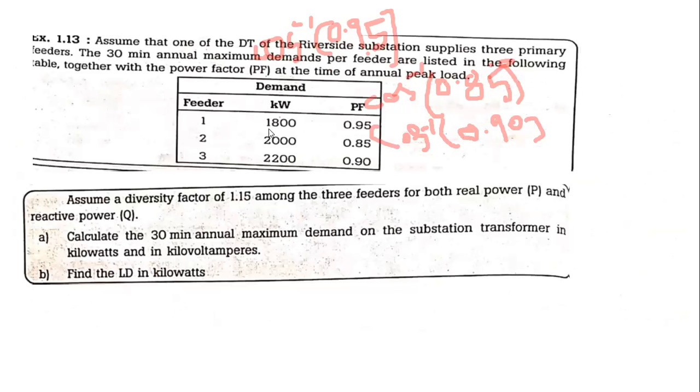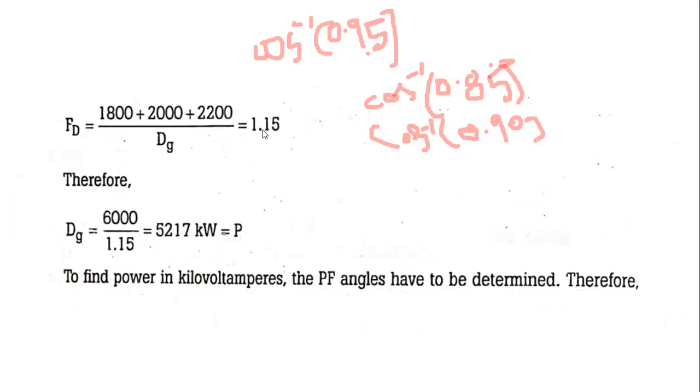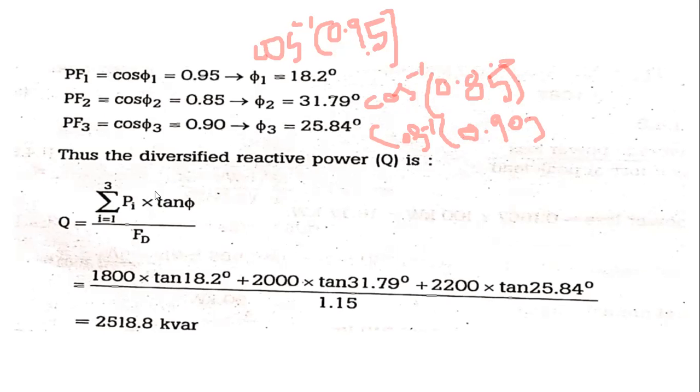In the first one, 1800 into tan 18.2 plus 2000 into tan 31.79, the second demand, plus 2200 into tan 25.84 by Fd. Fd means the diversity factor. What is meant by Fd? Fd is the diversity factor.